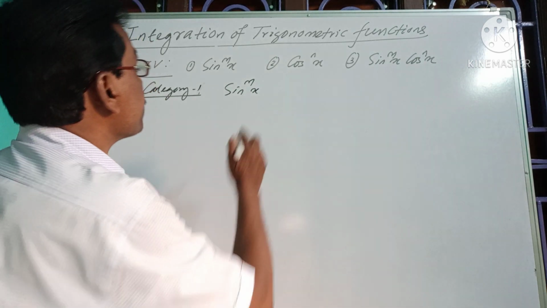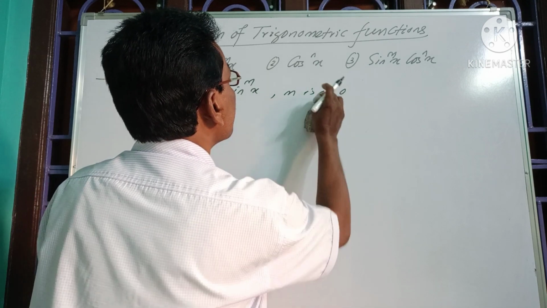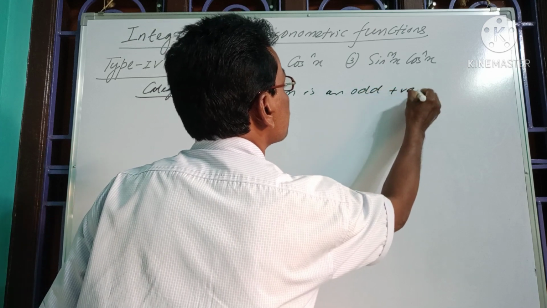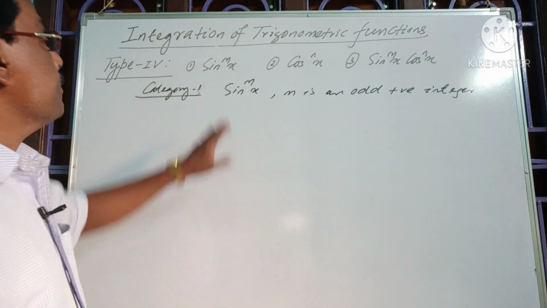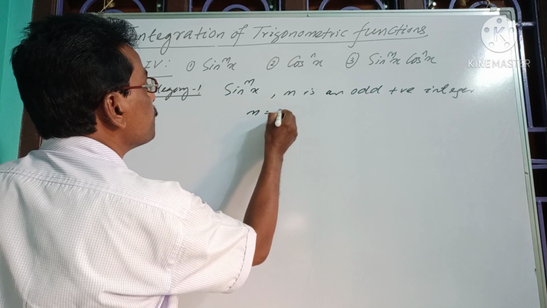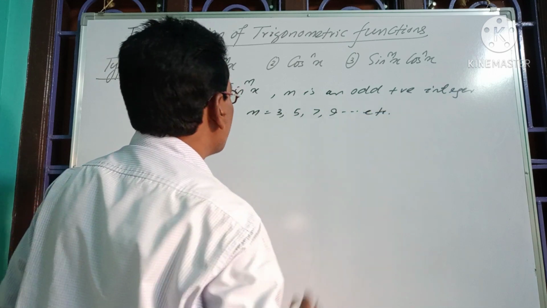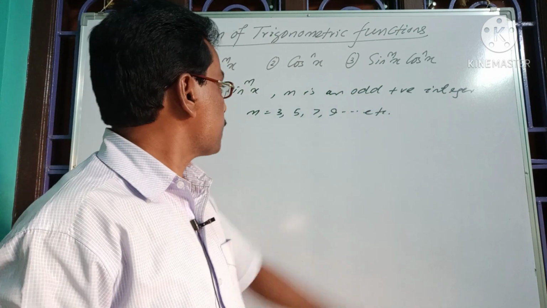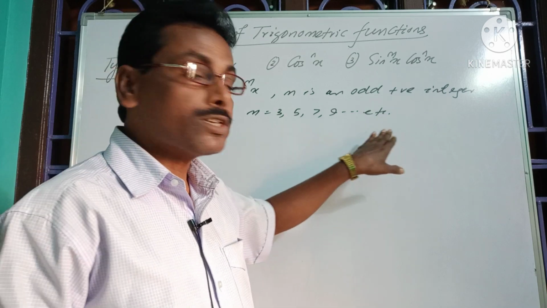Here m is an odd positive integer. It may be 3 or 5 or 7 or 9, etc. So we have to integrate sine to the power m of x, where m is an odd positive integer. It may be either 3 or 5 or 7 or 9 or more than that. So let us see how we will integrate.